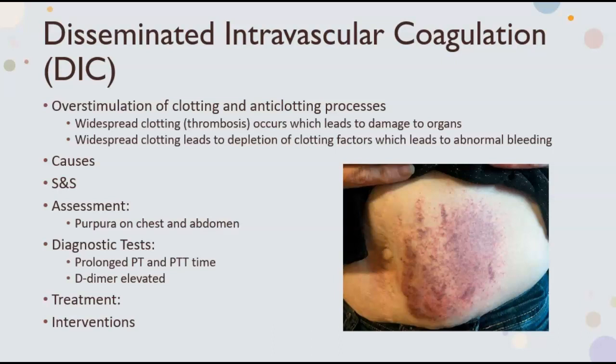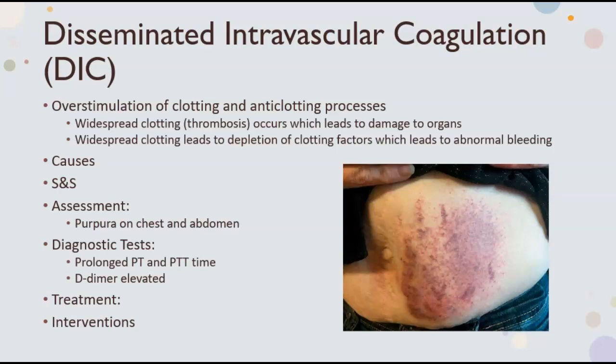Causes have a lot to do with pregnancy. Abruptio placenta can be a cause, death of a fetus and delayed delivery of that fetus, and preeclampsia. Signs and symptoms: bleeding in the mucous membranes, venipuncture or surgical sites, or GI and urinary tracts. Also dyspnea, hemoptysis, diaphoresis with cold mottled digits. So it's symptoms of bleeding and symptoms of clotting at the same time.